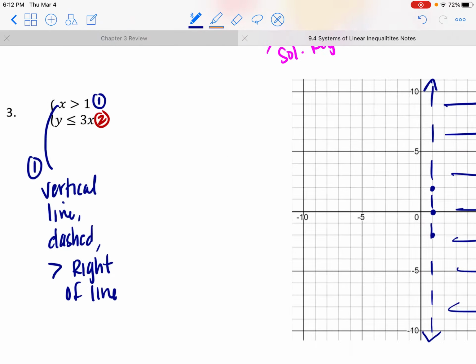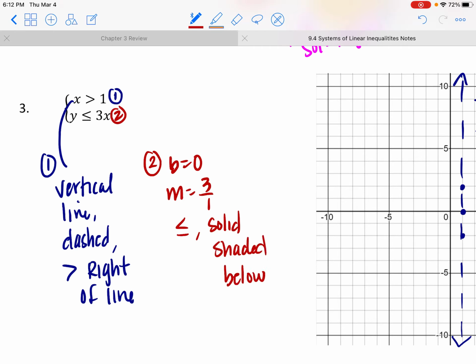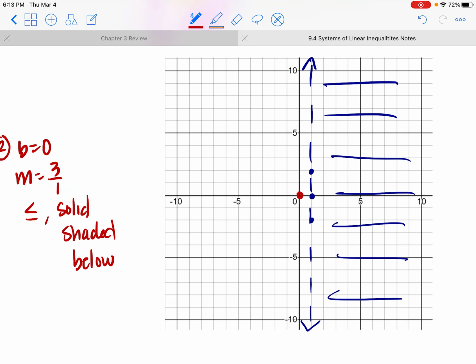Now the second one is a little more traditional, which is kind of nice. Looking at the second one, we have a y-intercept at 0 and a slope of 3 and a less than or equal to, which means a solid line shaded less than, so below that line. So we're going to start at the origin, up 3 and right 1 to make a point. Again, as many times as we need. And then we're going to try to connect those with the solid line. That wasn't too terrible. And then we're going to shade below that solid line.